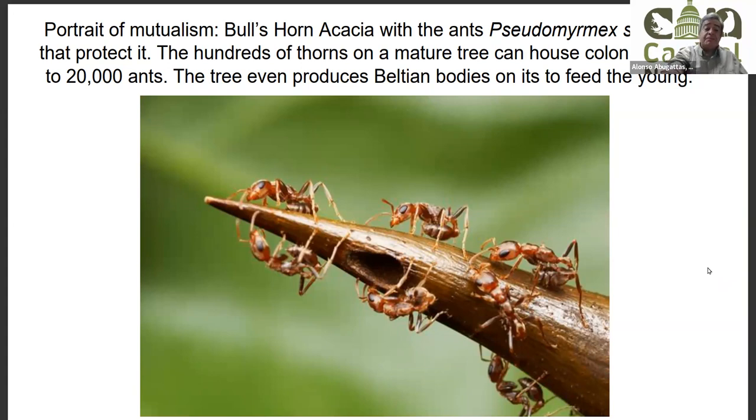Because the plant needs the ant, and the ant needs the plant. The two never survive long without each other. One has to have the other, or the other thing dies. And because of it, it is a portrait of mutualism, meaning that they both mutually benefit. Without one, the other one is gone. Mutualism is a form of symbiotic relationship, and this is a good example of it.